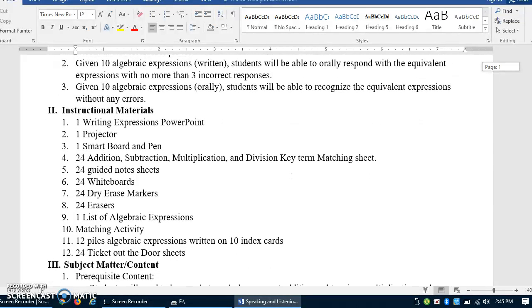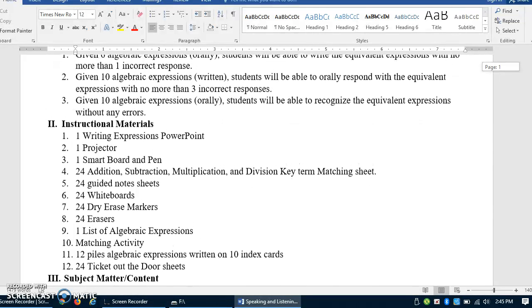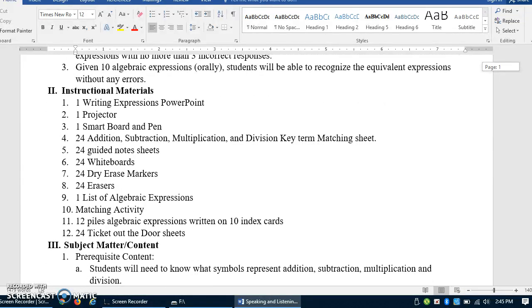For the materials I would need, I have a PowerPoint to teach the key terms and definitions for this topic. Obviously with the PowerPoint, I need to project it somehow, and I have a smartboard and a pen, which is really nice because the kids love to use it, and it allows me to make lessons more interactive for them. I would also need 24 addition, subtraction, multiplication, division key term matching sheets. Students would use that, and then they would go up to the board and help me fill it out on the smartboard.